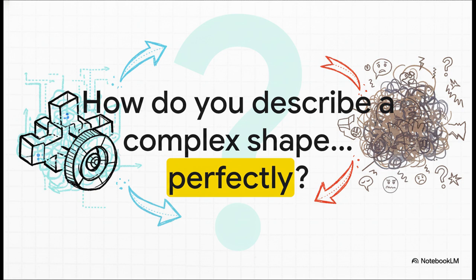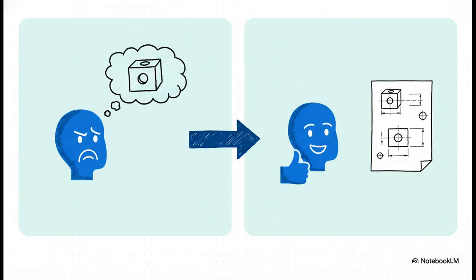interpretation? Because if you just try to use words, the gap between what you're picturing and what you get can be, well, huge. I mean, imagine walking up to a machinist and saying, "Hey, I need a boxy thing with a hole in it." That's basically useless, right?